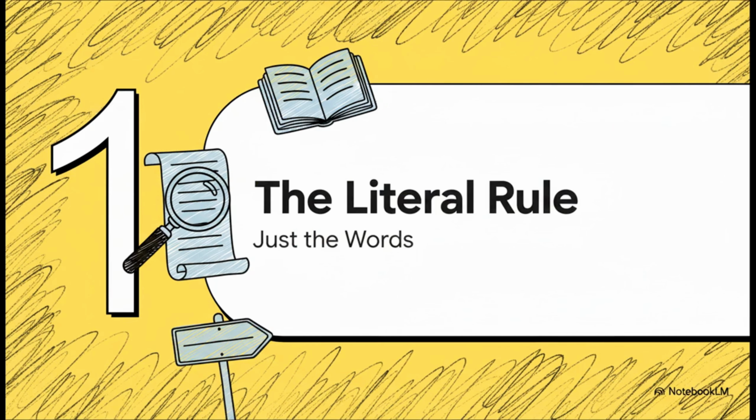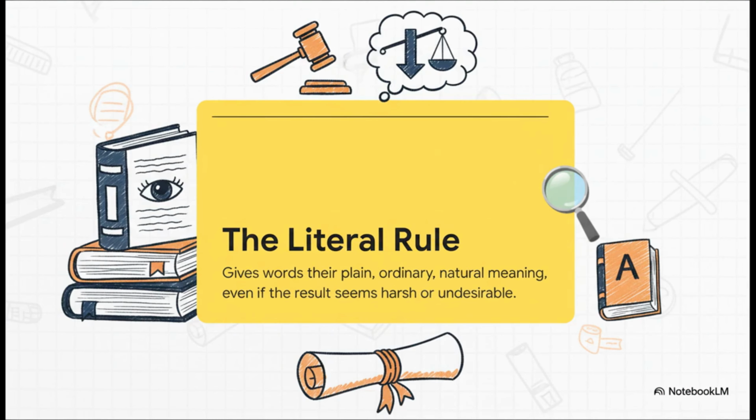Okay, let's get into it. The first tool in the box, and really the starting point for any judge, is called the literal rule. The idea behind this one is super simple. You just read the words on the page and do exactly what they say. No more, no less. So, with the literal rule, judges give words their plain, ordinary, everyday meaning. You know, the dictionary definition. And there's a really important reason for this. It's all about respecting democracy. Parliament is elected by the people to make the laws, so the court's job is just to enforce what's written, period, even if the result seems a little harsh.